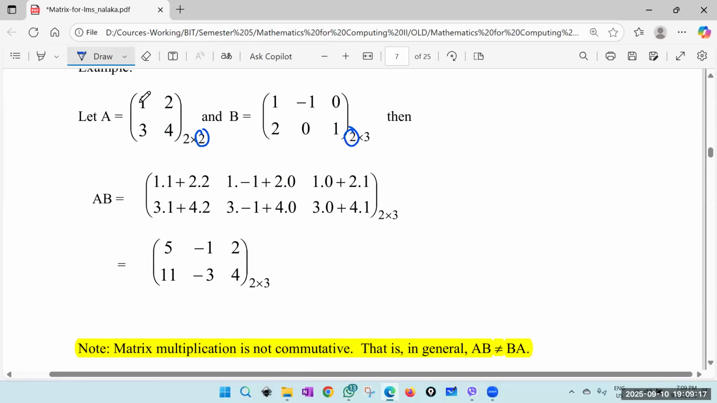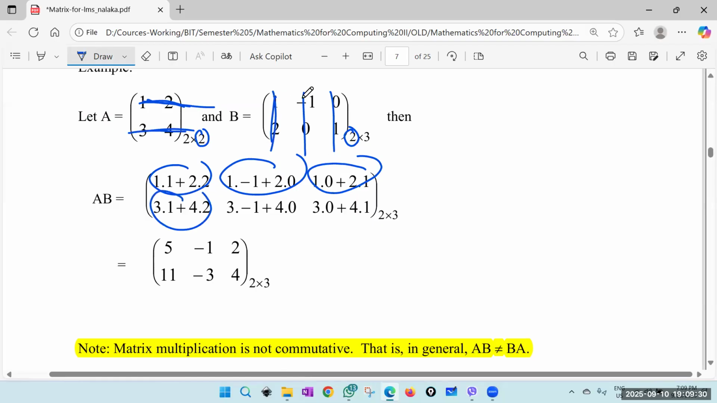How to multiply? You take the first row with the first column, that is this. First row with second column, that is this. First row with third column, that is this. And then second row with first column, that is this. Second row with second column, this. Second row with third column, this. Okay. 3 into 0 plus 4 into 1.